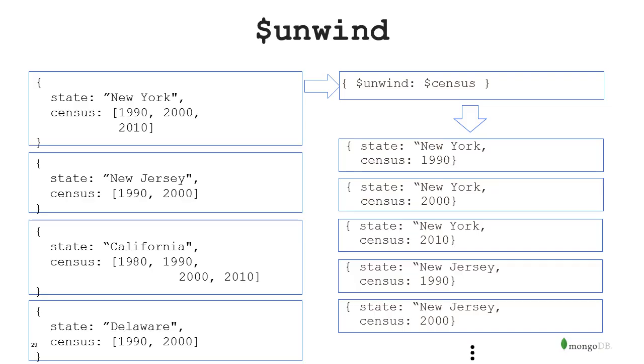So here's another closer look at $unwind on the census key, breaking down the key elements. I have an input document like this. I'm going to get 3 different output documents for that. For New Jersey, I happen to only have census data for 1990 and 2000. I'm just getting 2 output documents over that.